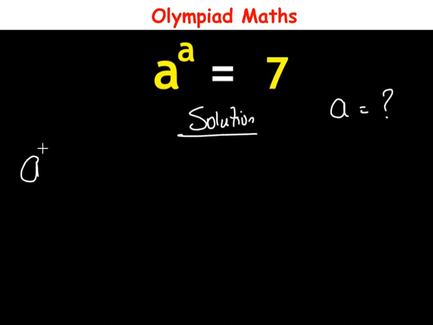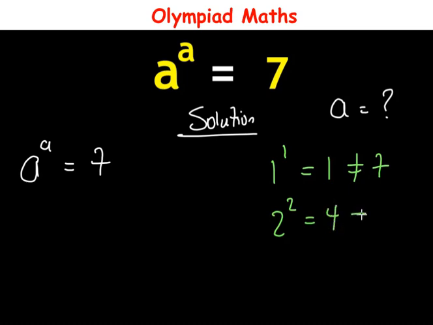So we have a raised to power a is equal to 7. Now this question is that you will pick a particular number and raise that number to that same number, and the value must equal 7. So let's say we try it out, we test it. We test number 1, 1 raised to power 1. This is equal to 1 and it is not equal to 7. If you try out 2, 2 raised to power 2, this is equal to 4 and it is not equal to 7. Try out 3, 3 raised to power 3, this is equal to 27 and this is not equal to 7.